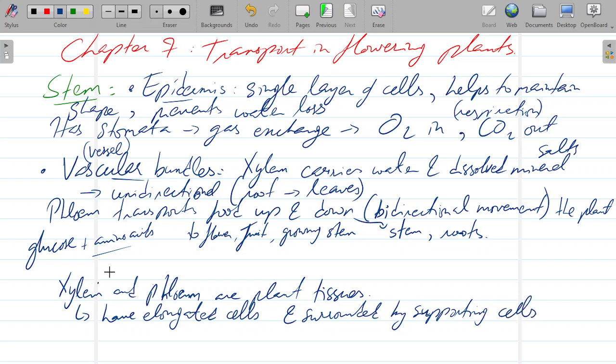In the case of the xylem, they're called tubules, so xylem tubules. In the case of the phloem, they're called sieve tubes. So a difference that you would want to keep in mind: when you're talking about the phloem vessel, you're going to talk about sieve tubes, and when you're talking about the xylem, you're just going to say it's a tube.